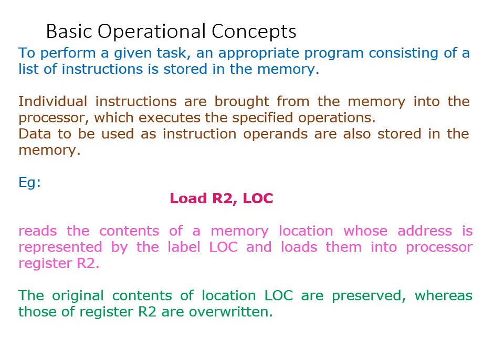And this is an example of an instruction. To perform a given task, an appropriate program consisting of a list of instructions is stored in the memory. In order to process this instruction, Load R2, LOC, the processor reads the content of the memory location whose address is represented by the label LOC, fetches the data from the memory and loads it into processor register R2.